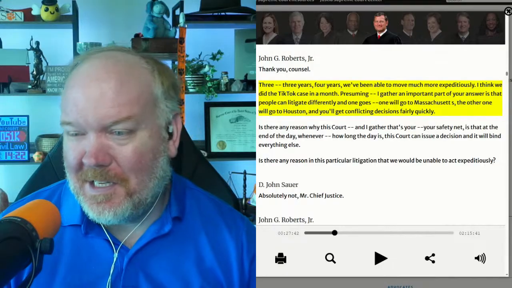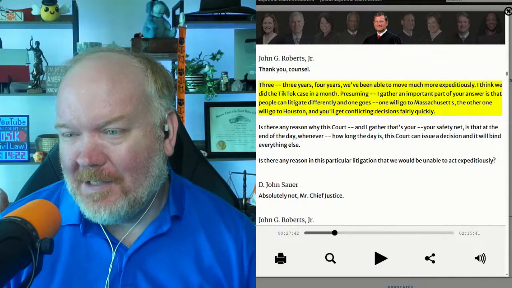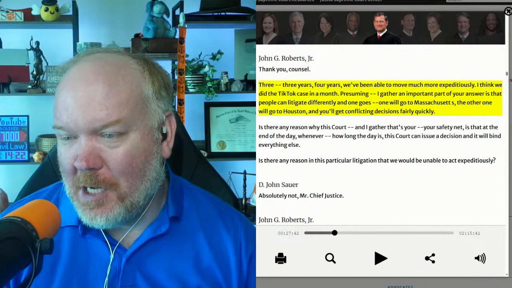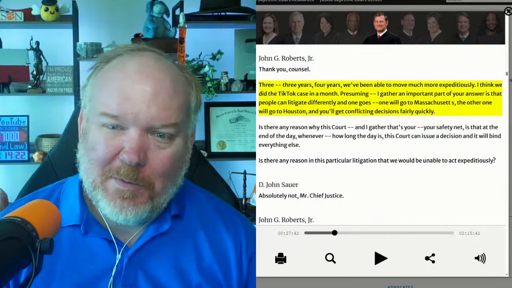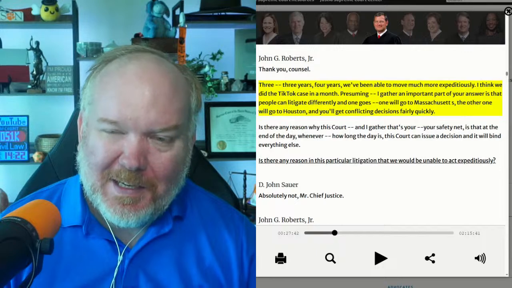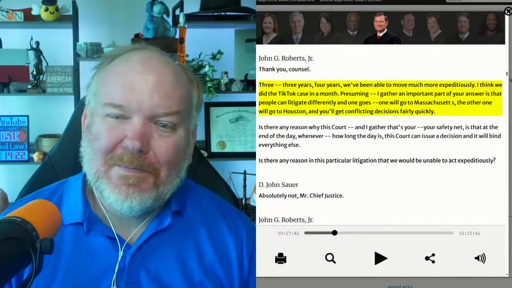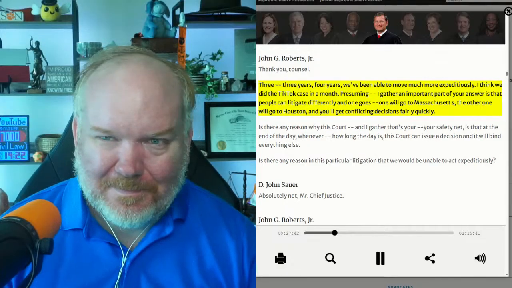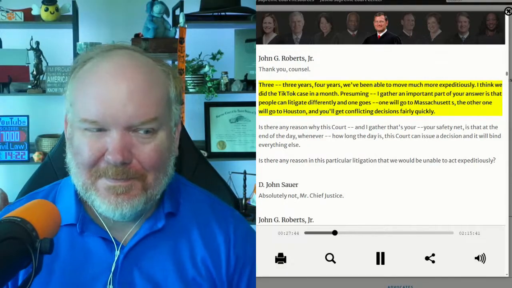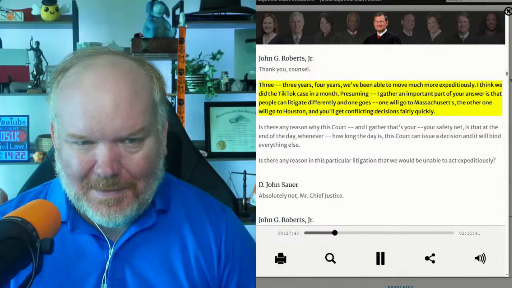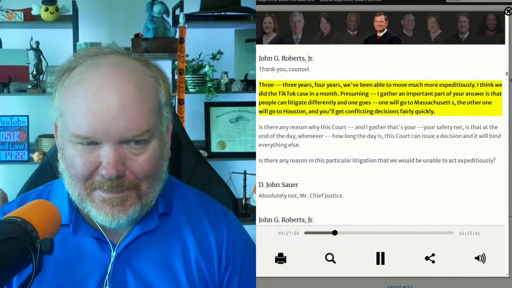But yeah, this is pretty funny. Dark Logic for $5 says, would it be funny if he said, well, we know when the court cares, you can move surprisingly fast, but require more work? Yeah, they can move when they want to. They can definitely get involved when they want to, but they might actually have to get involved more often. So, 3 years, 4 years, we've been able to move much more expeditiously. Yep. I think we did the TikTok case in a month.